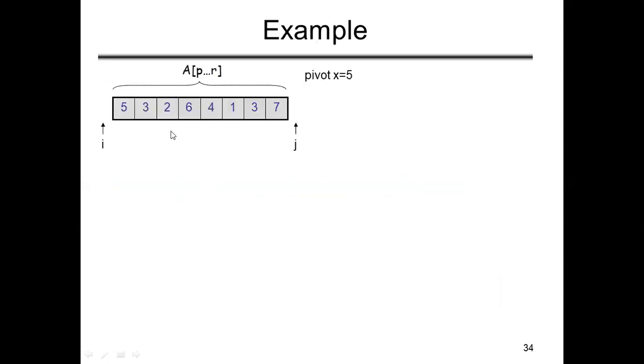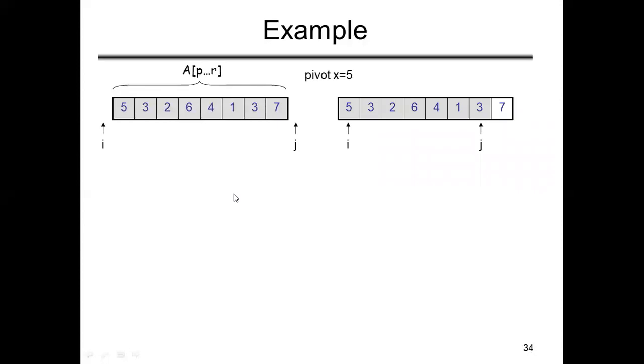Suppose in A[P to R] the pivot x equals 5. We have taken the x value as 5. The lower bound is P, the upper bound is R, and I and J are the pointers. I is pointing to the initial lower bound and J is pointing to the upper bound. Now see this: I is pointing to 5 and J is pointing to 3.